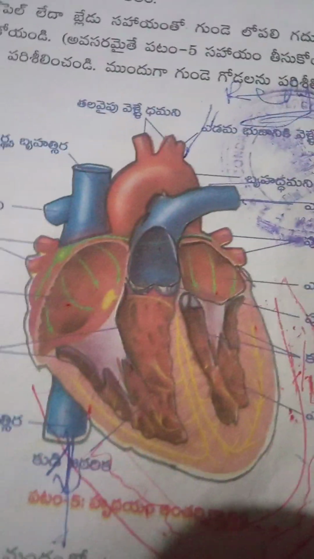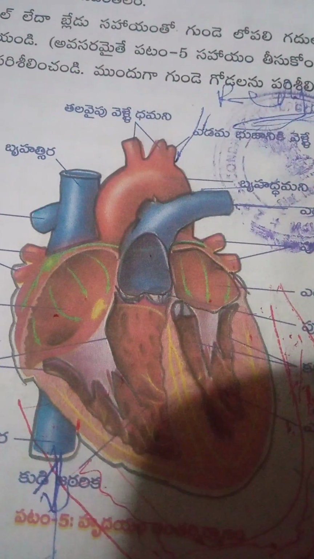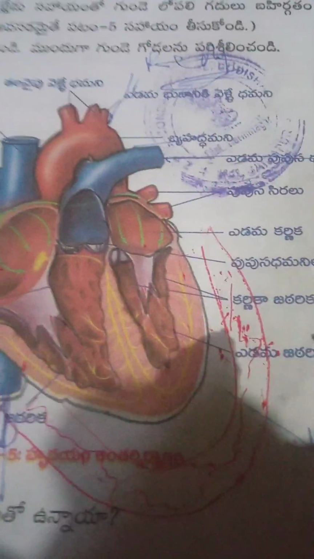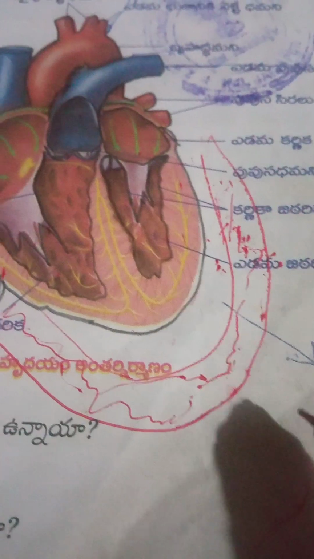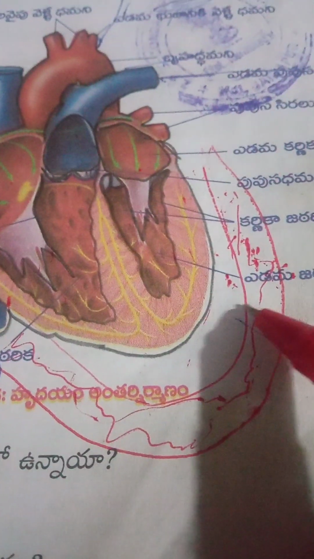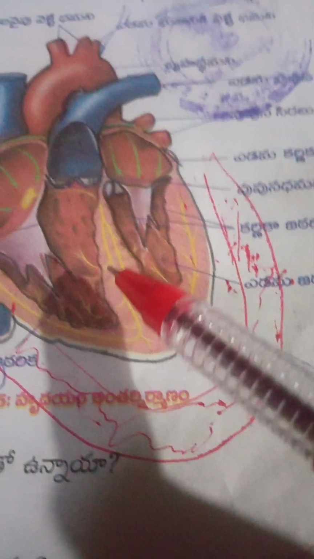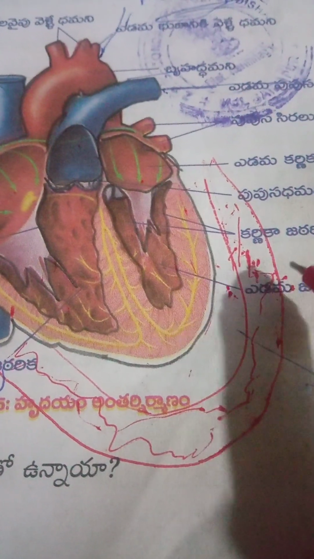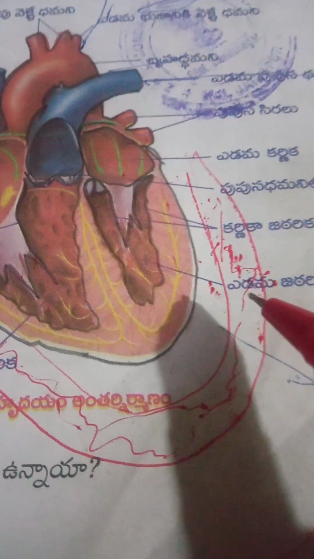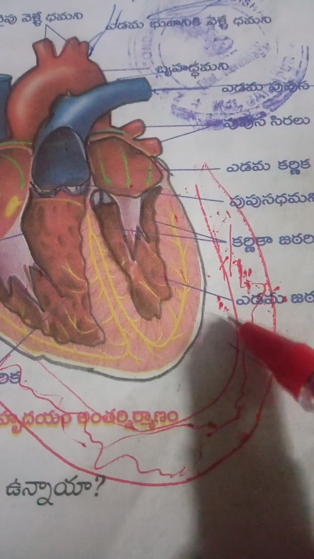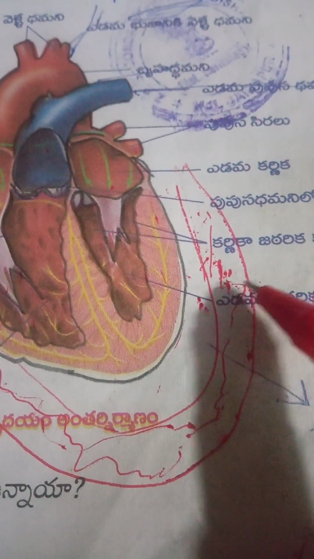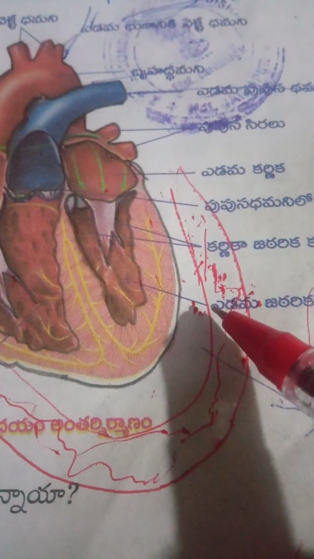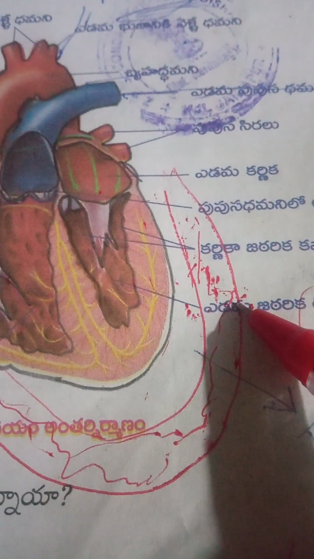If you observe the internal structure of the heart, the heart is covered externally by a two layered membrane. This is the first layer, this is the second layer. This two layered membrane is called the pericardial membrane, also called the pericardium.